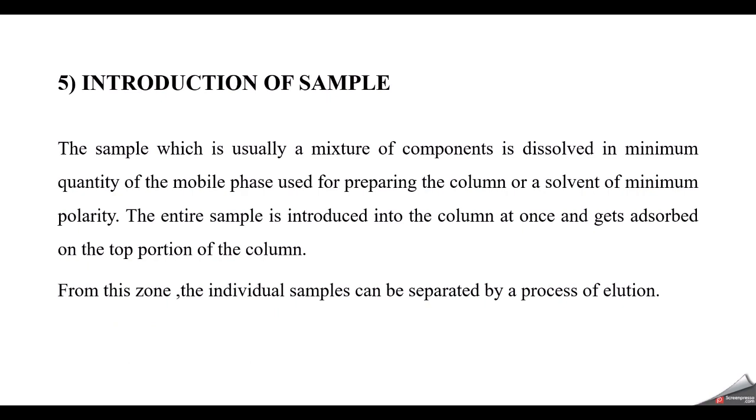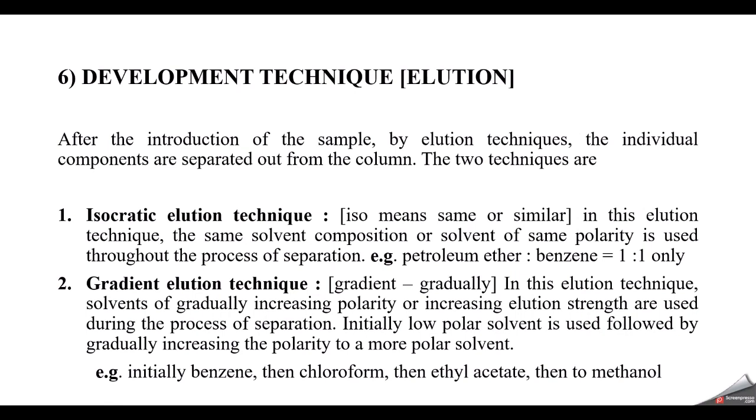Next is introduction of sample. The sample, which is usually a mixture of components, is dissolved in a minimum quantity of the mobile phase used for preparing the column, or a solvent of minimum polarity. The entire sample is introduced into the column at once and gets adsorbed on the top portion of the column. From this zone, the individual components can be separated by the process known as elution. After the introduction of the sample, by the elution technique the individual components are separated out from the column.